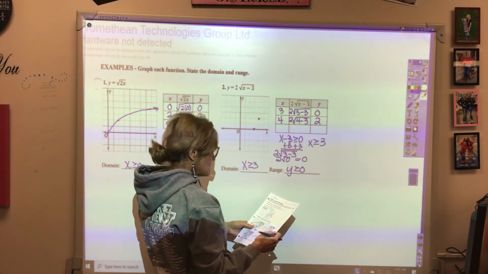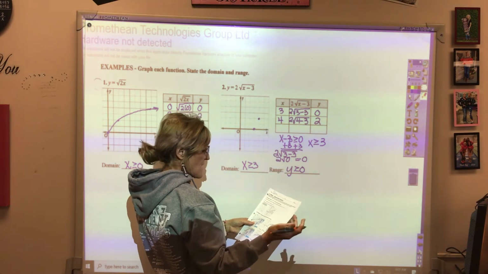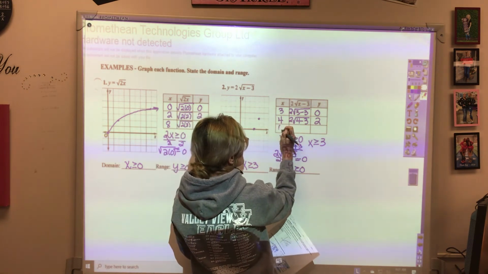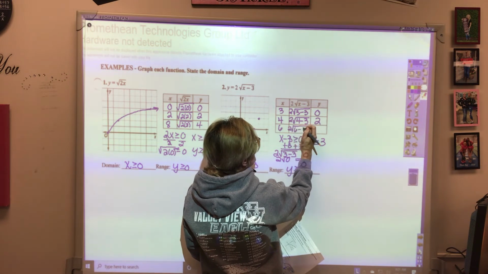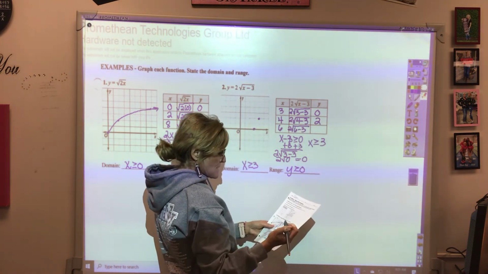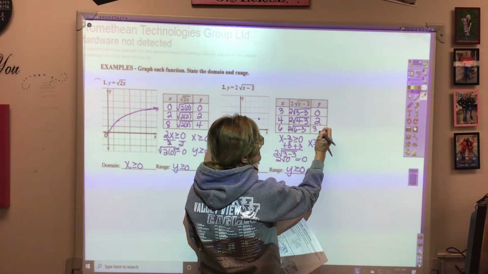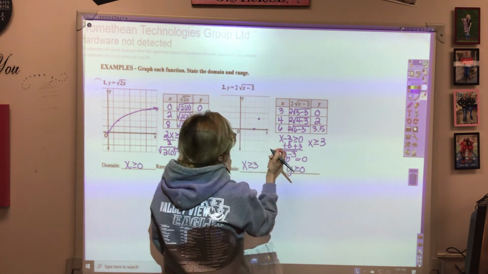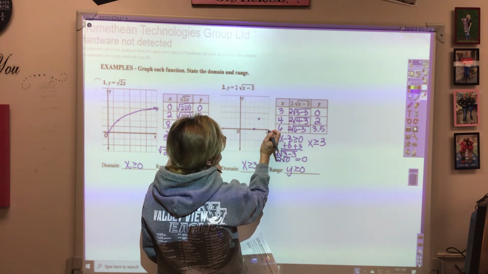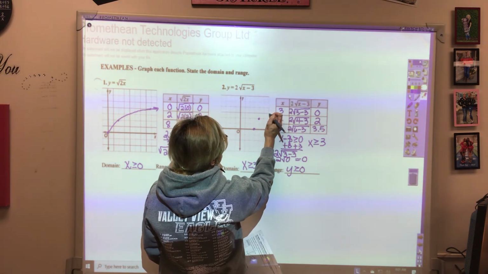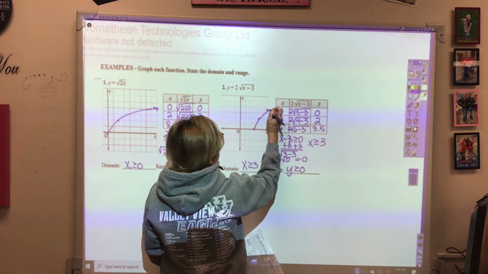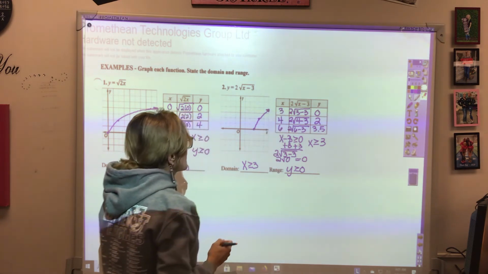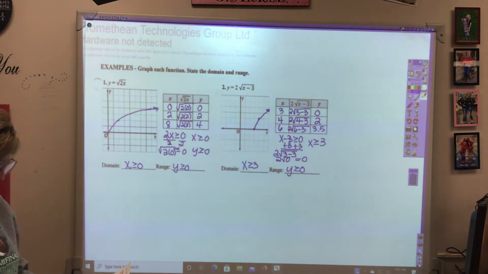And then I plugged in a 6. So you could plug in a 5 if you wanted to. But when I plugged in a 6, 2 times the square root of 6 minus 3, that gave me approximately 3.5. So that was easy for me to graph. So I'm going to go to 6, and I'm going to go up to 3.5. So here's the arch on this one. Stick an arrow at the end of it. Okay, let's try a couple more examples.